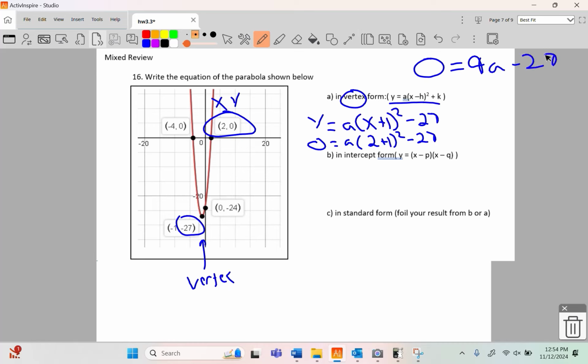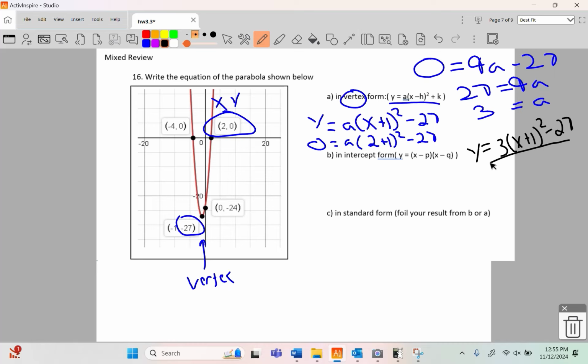2 steps, nothing solved. Add 27 to both sides. Procedural algebra, please: 27 is 9a. Divide both sides by 9. What's your a value? 3. So now you can write your equation. The equation is y equals 3 times the quantity x plus 1, squared, minus 27. And that's something you ought to be able to graph. If you can't graph that, you're in trouble, kids.